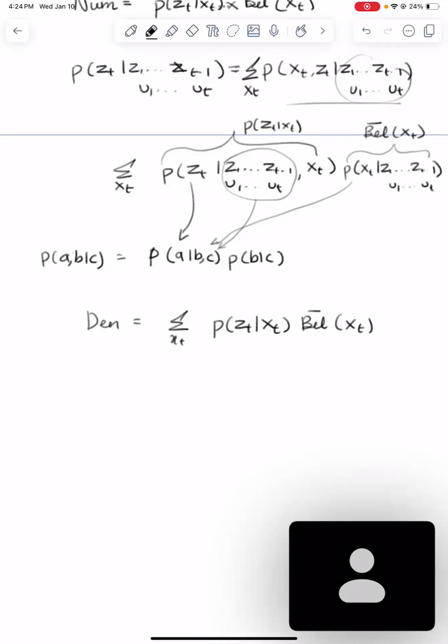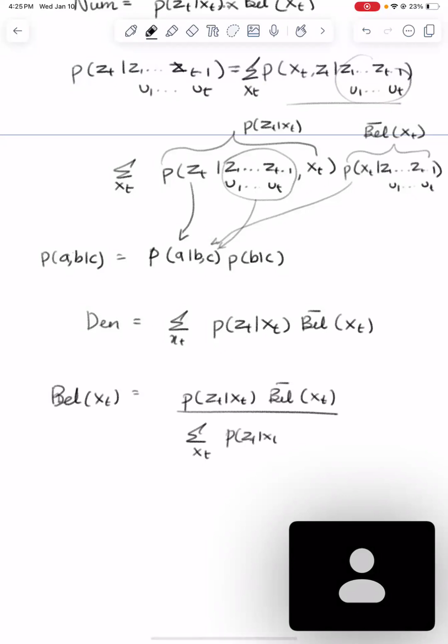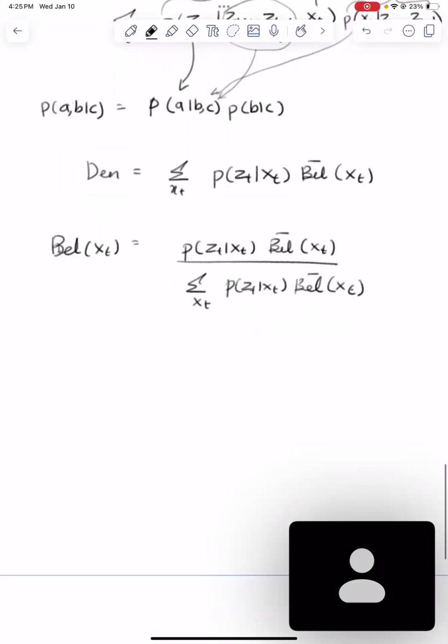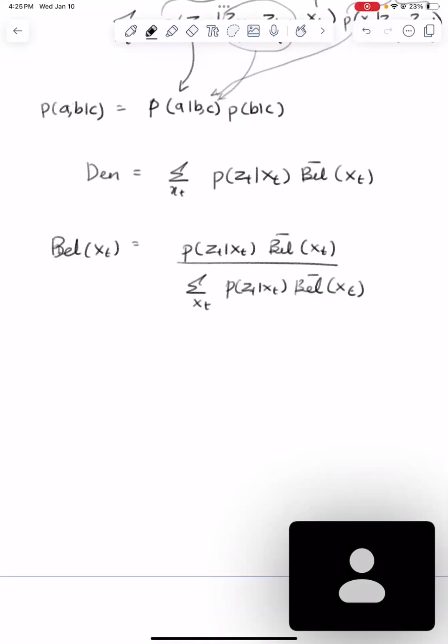And so now let's put together the numerator and the denominator. The thing that you care about, which is the belief, is equal to the numerator, P of zt given xt times the belief bar of xt, divided by the sum over xt of P of zt given xt times belief bar of xt, right? So you can just think of this denominator as the sum of the numerator over all values so that it becomes a normalized probability distribution, because beliefs are probabilities. Great.